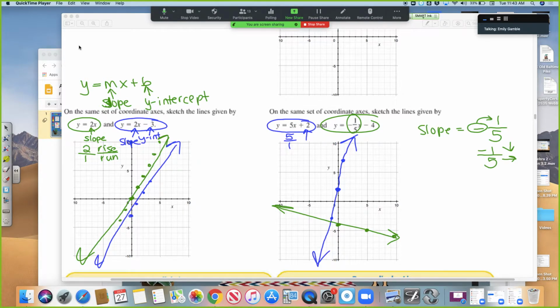This picture looks different than the first picture. The first picture, we have parallel lines, and I can tell they're parallel because the slopes are the same. Y equals 2x, y equals 2x minus 3. They have different y-intercepts, so different starting points with the same slope.